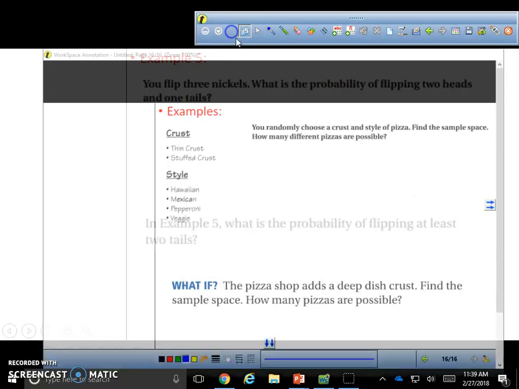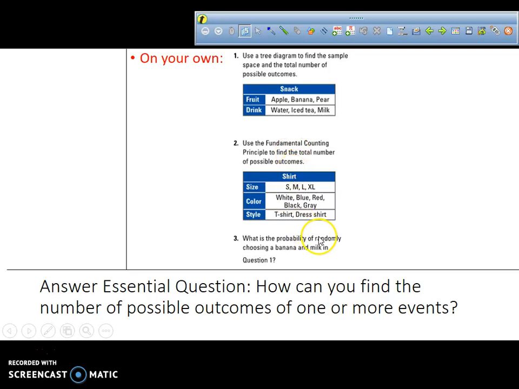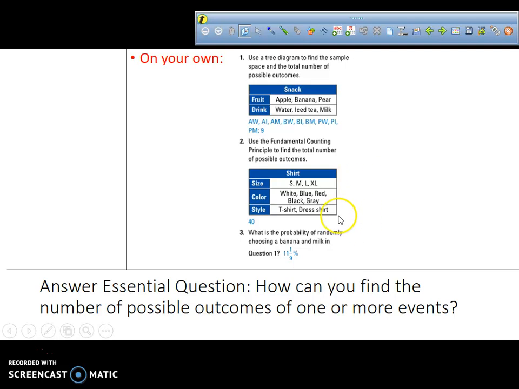All right, go ahead and work on these problems on your own. Pause your video and get ready to check your answer. Resume. Here's what you should have got. Make sure you answer that EQ.